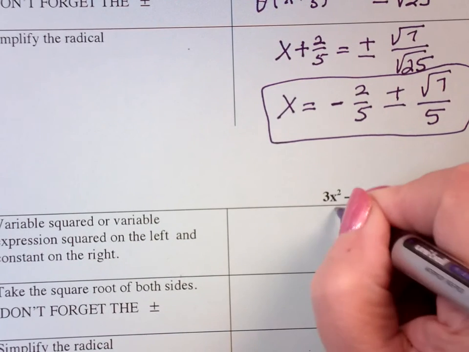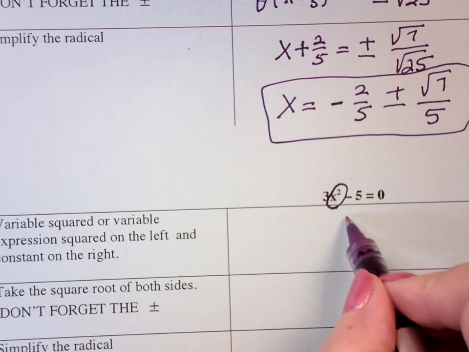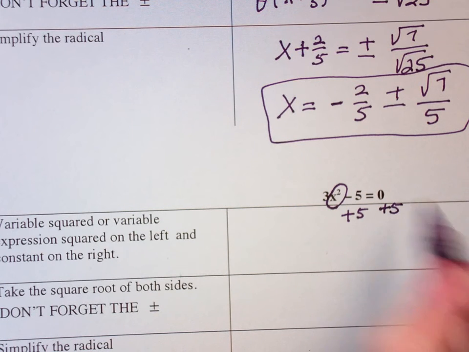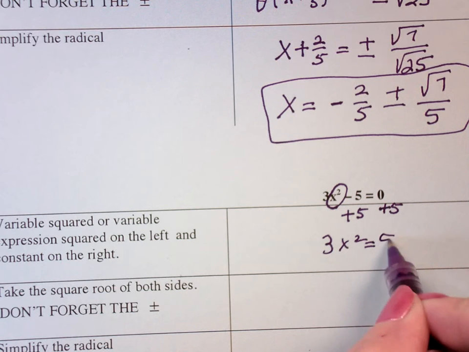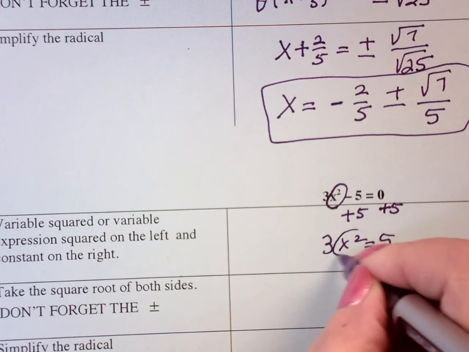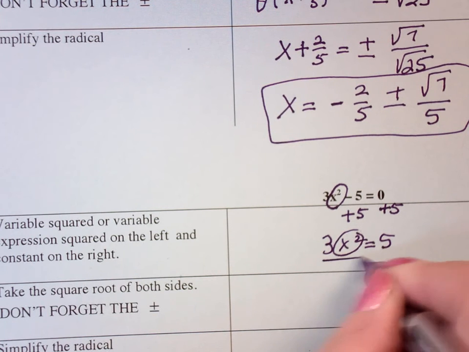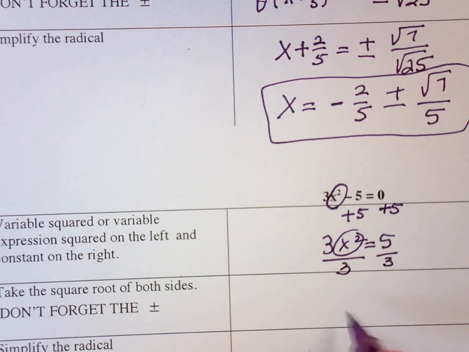Now, here's the variable squared right there. There's x squared. That means I need to first move the 5 over so that 3x squared equals 5. Again, there's the x squared, I need it by itself. So I'm going to need to divide by 3 so that x squared equals 5/3.